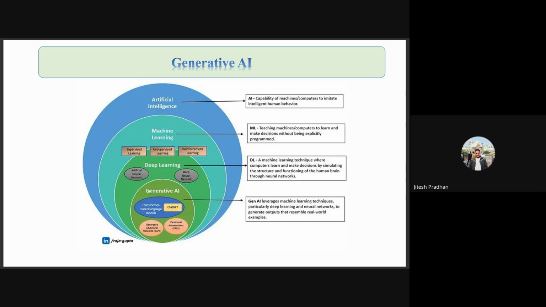Within generative AI, basically we work on three types of models. One is known as the transformer based model. For example, ChatGPT. ChatGPT means Generative Pre-trained Transformer. It's a transformer type of model, and when we are using a transformer model, it will give you more like text information.